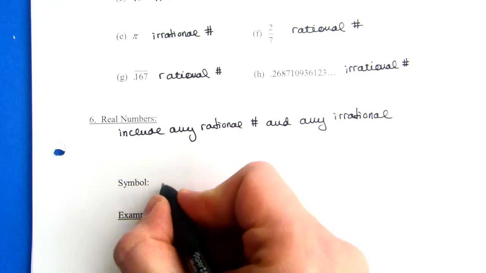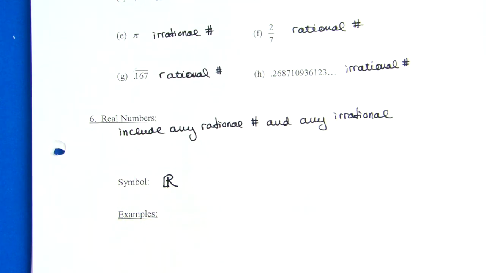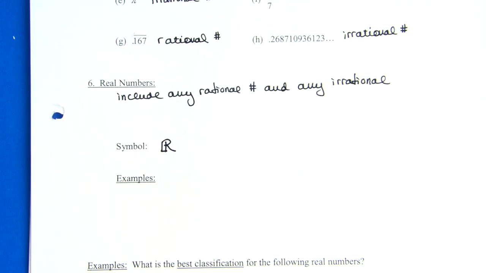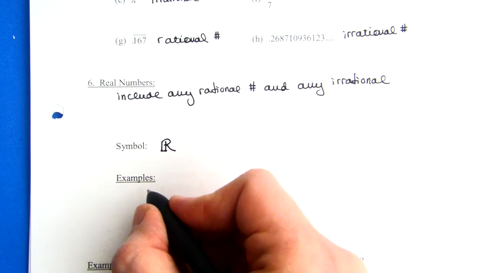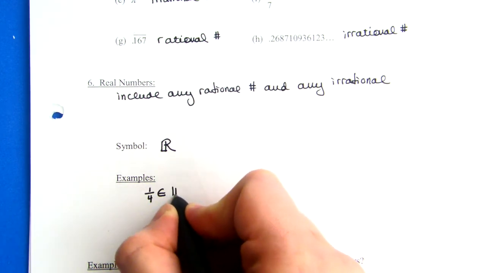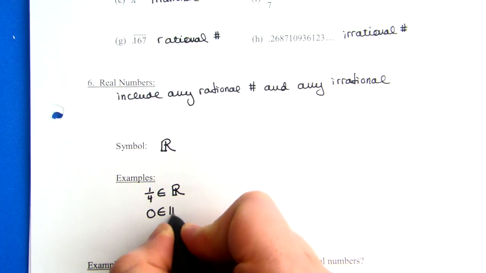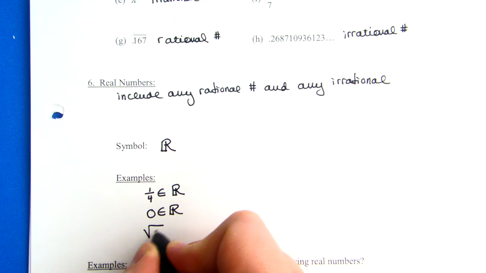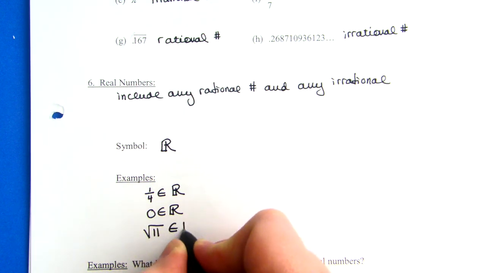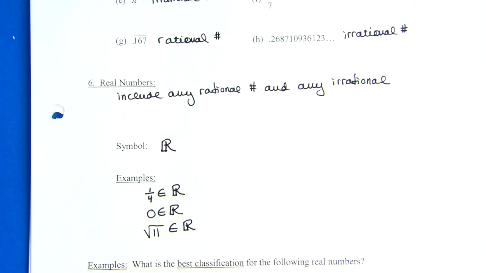There's a special symbol for the real numbers. This is what I was saving the R for. A couple of examples. I don't know, 1/4 is a real number. 0 is a real number. Square root of 11 is a real number. Anything that is rational or irrational. Really, any of those numbers you saw in Algebra 1.